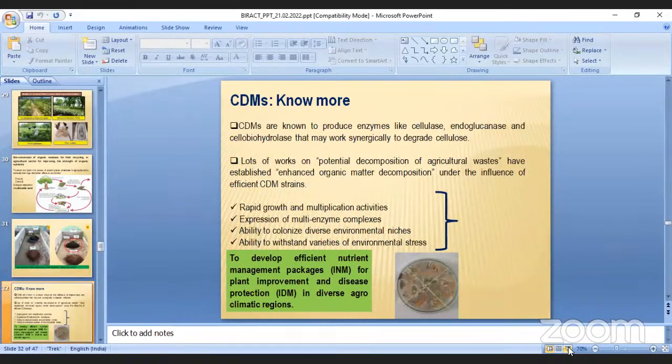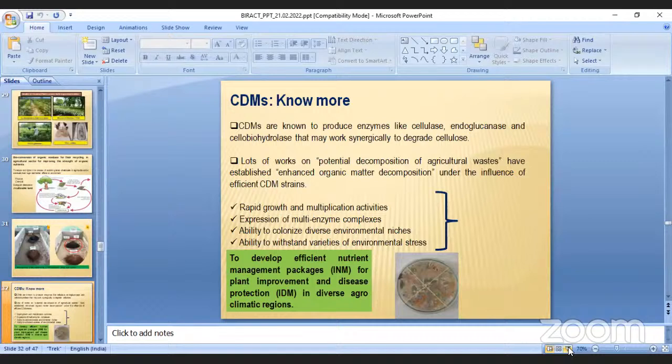These cellulose degrading microorganisms, why are they effective actually? You know that microorganisms are basically responsible for the production of a large number of enzymes like hydrolases, lyases, oxidoreductases, then cellulases. These cellulose degrading microorganisms are also known for the production of lots of enzymes. And these enzymes play an important role in the degradation of cellulose ultimately. Also, cellulose is a polysaccharide, and these can be considered for potential decomposition of agricultural wastes.